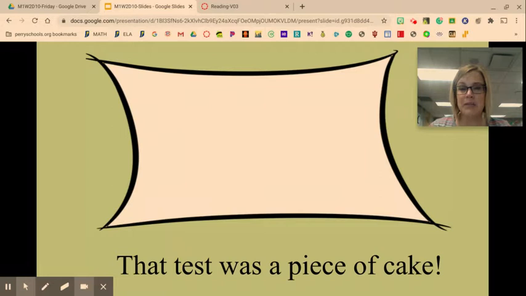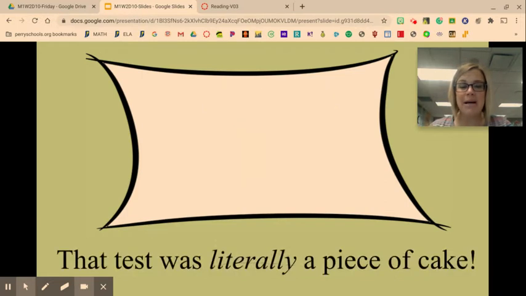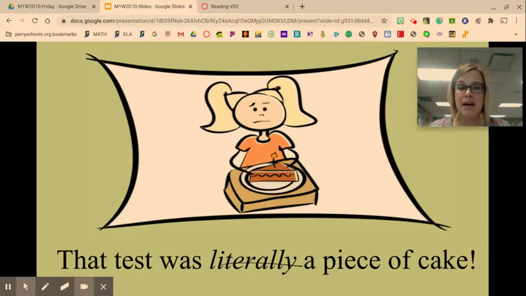That test was a piece of cake. Figuratively, it means that the test was easy. You got an A+, it was easy. But the test was literally a piece of cake would mean that when you're given a test, you got a piece of cake. Wouldn't be a bad test, but not the same thing.